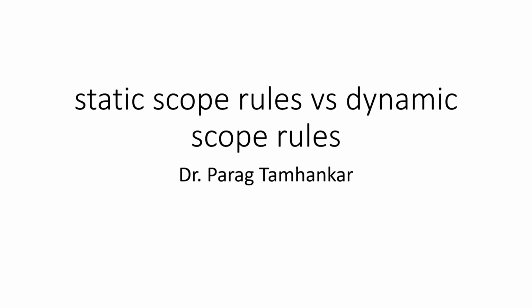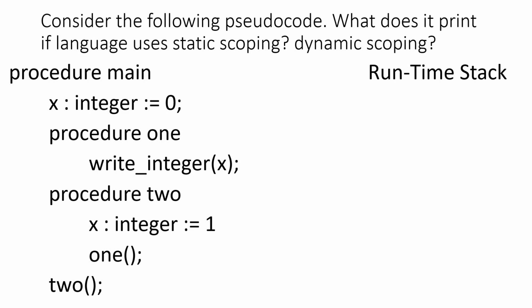Hello all, in this video we will study static scope rules versus dynamic scope rules. So consider the following pseudocode. Look at this code. We have procedure main. This procedure main contains declaration for variable x along with its initial value 0.